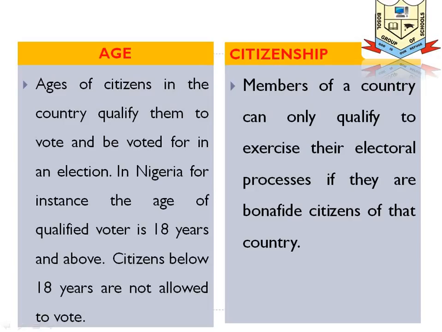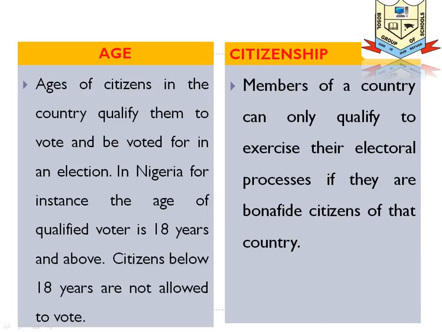Age of citizens in the country qualify them to vote and be voted for in an election. In Nigeria, for instance, the age of qualified voter is 18 years and above. So citizens below 18 years are not allowed to vote. In fact, we count it as underage voting, which is electoral malpractice. So for an individual to qualify to vote in Nigeria or voted for, he or she must be up to 18 years of age.